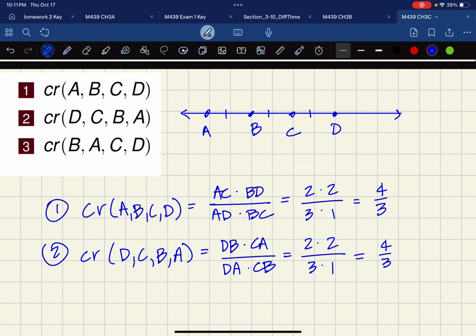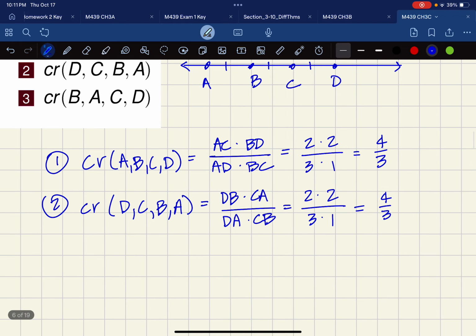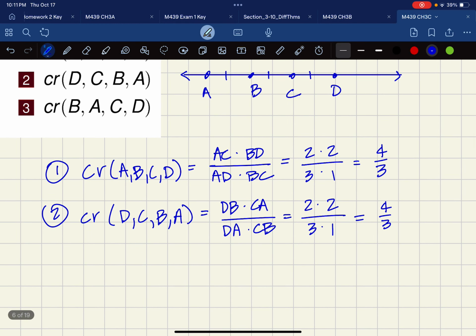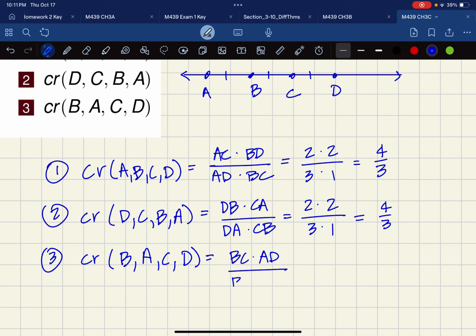So it appears that the order of cross ratios, left to right or front to back, doesn't appear to affect the value of a cross ratio. But let's see if we take things out of order. So the last one is B, comma, A, comma, C, comma, D. Again, the cross ratio would be BC on top times AD, all over the outsides, BD, times the insides, AC.